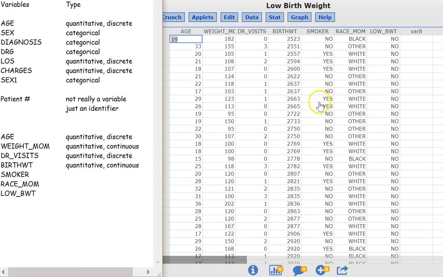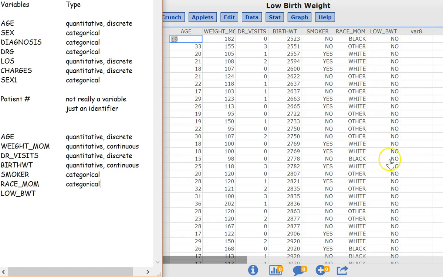The next one is smoker, and this is just whether the mother smoked during pregnancy or not. This is answered in words, so it's definitely a categorical variable. Race mom, this gives the race of the mother. Looks like we have black, white, and other. So this is a categorical one also. It divides the mothers up into categories.